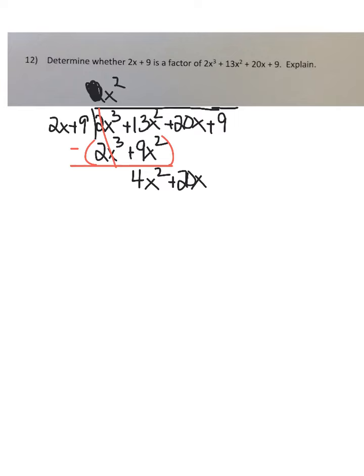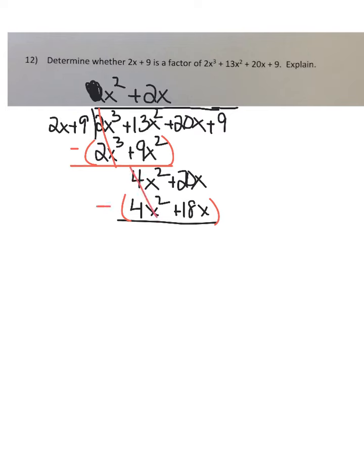Okay, so now let's do that again. So now I'm doing 2x times what gives me 4x squared. So that should be a positive 2x. And remember, we take this 2x and multiply it by both terms right there. So that's going to give me 4x squared plus 18x. And then we are going to take these guys and subtract them, which will cancel this out.